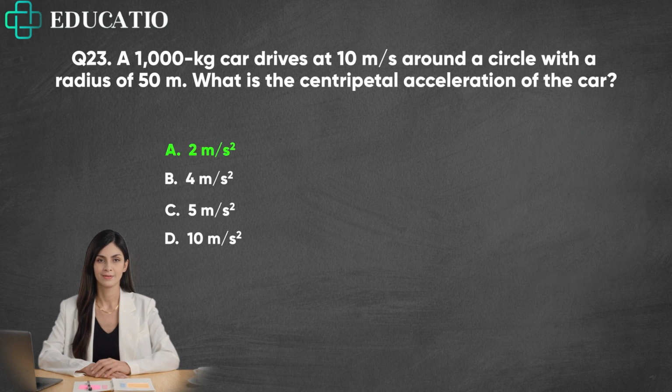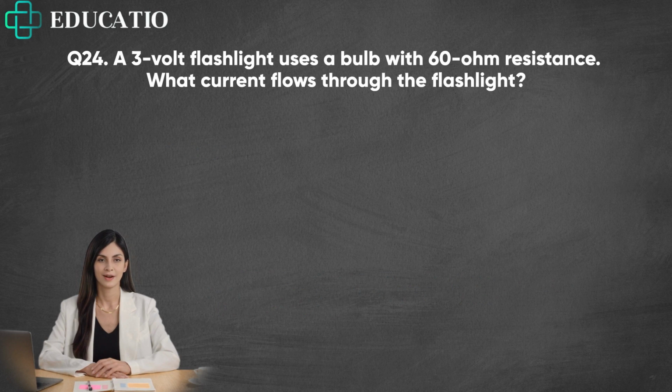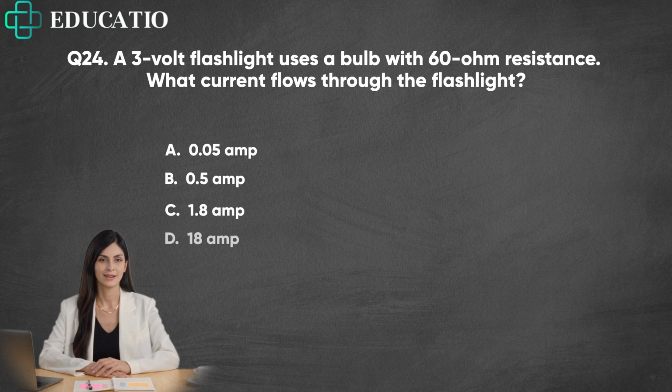Answer. A. Explanation: determine the acceleration by dividing the speed squared by the radius of the track, a equals v squared upon r. In this case, a equals 100 upon 50, or 2 meters per second squared. Question 24. A 3-volt flashlight uses a bulb with 60 ohm resistance. What current flows through the flashlight? A. 0.05 amp. B. 0.5 amp. C. 1.8 amp. D. 18 amp.